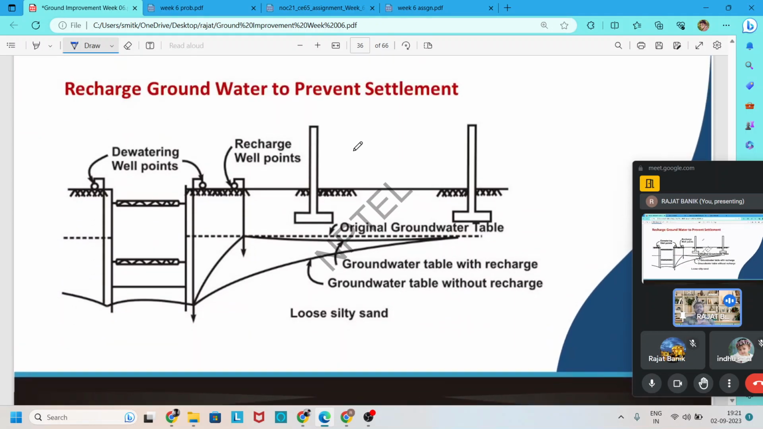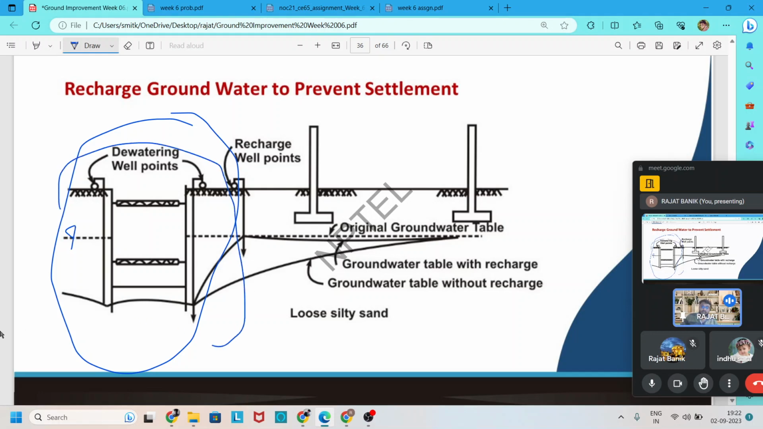Another stability condition is recharging groundwater to prevent settlement. We know that for our construction site, we sometimes use well points. The original water table is here. After the use of these well points, the water table at the construction site may reduce up to that level. But the lowering of the water table has an influence up to a great distance like that.